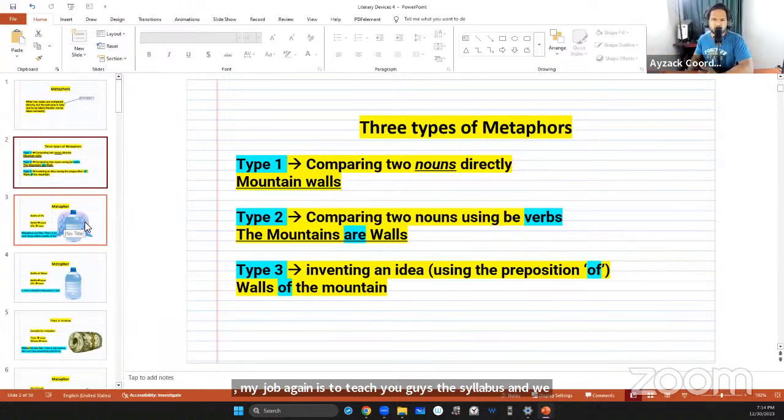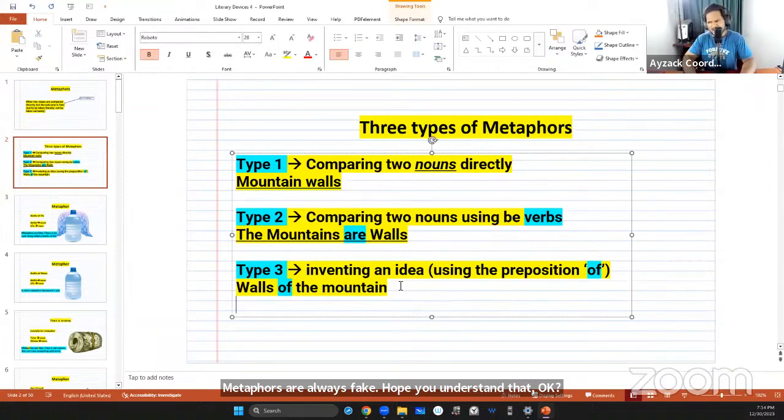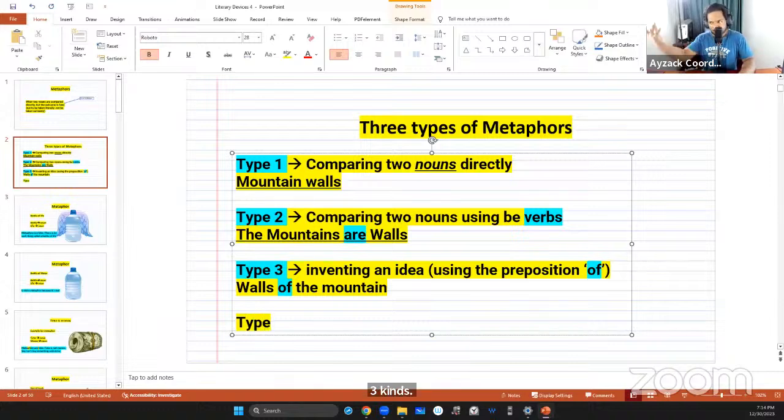So right now we're talking about metaphors, and you guys should know that metaphors are a comparison of 2 nouns, and they visualize something fake. Metaphors are always fake. Hope you understand that, okay? So as I was saying, there are 4 kinds of metaphors, not 3 kinds. There are 4 kinds of metaphors. This is type number 1.